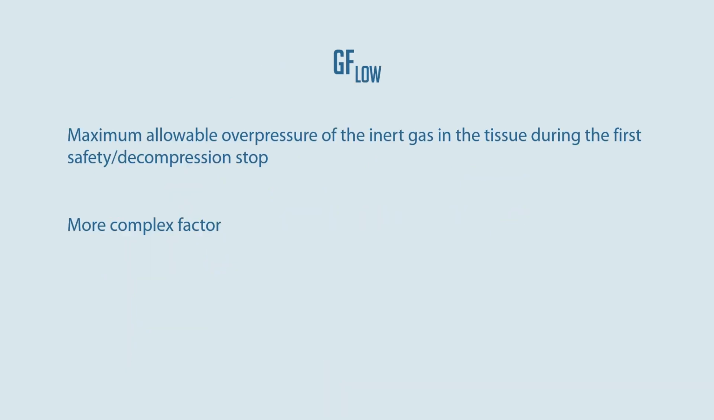As our penultimate step, let's take a closer look at the two gradient factors and what they mean. We'll start with GF low, the gradient factor for depth, for example the first safety stop. This is actually the more complex one of the two factors, as there is less data available for it. One might be tempted to argue that a lower GF low is also more conservative, but a lower GF low also results in deeper stops. The idea behind this is to minimize bubble growth early on.